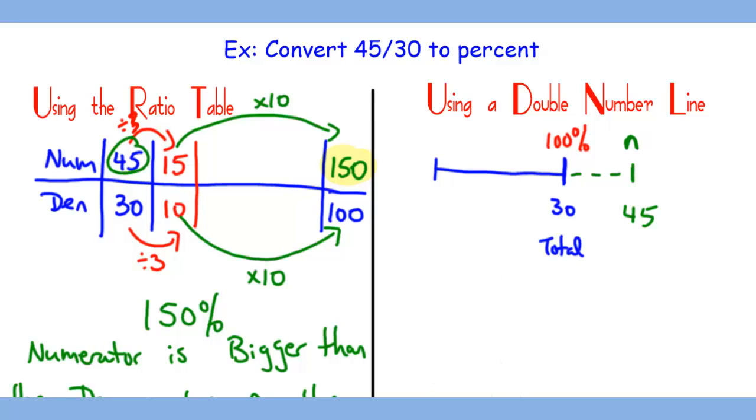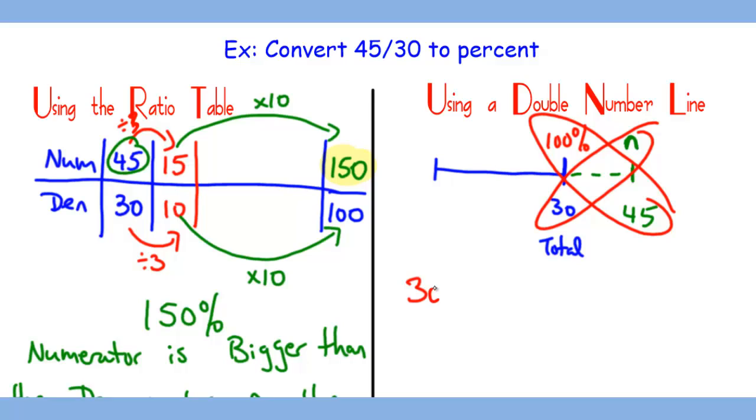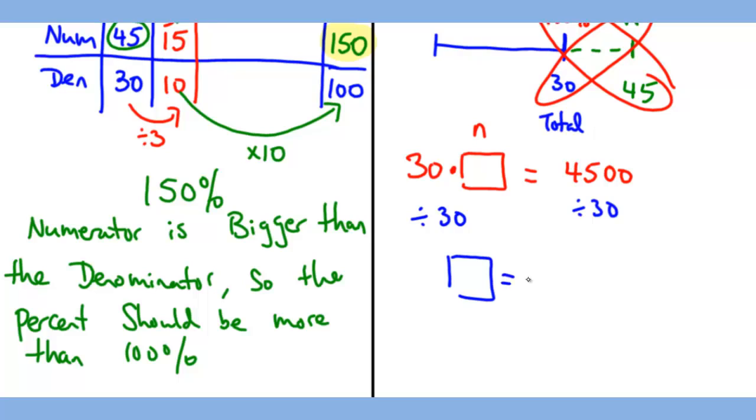We will do cross products, which gives us 30 times the number you don't know, n, equals 4,500. Because you're multiplying 30 times a number to get to 4,500, you will do the inverse operation by dividing by 30. That brings you the missing number as 150%. That means n, in our case with the variable, is also 150%. Okay, that's it for the lesson.